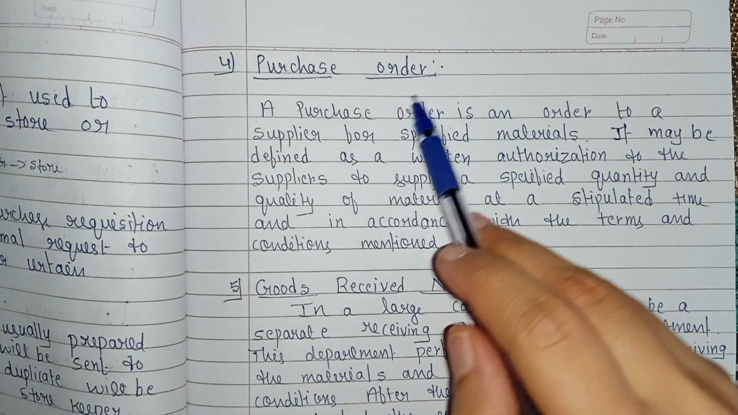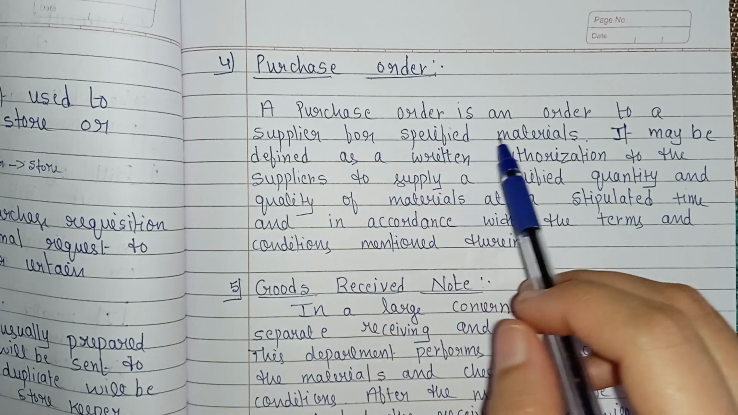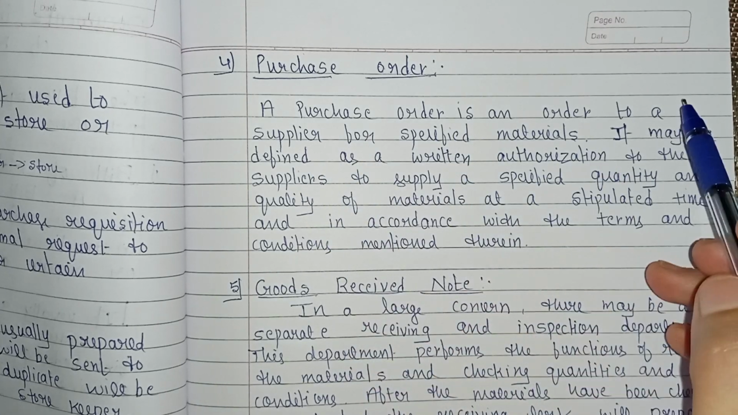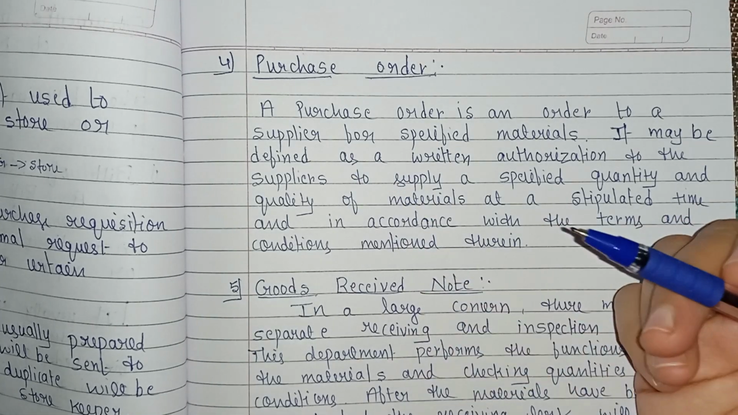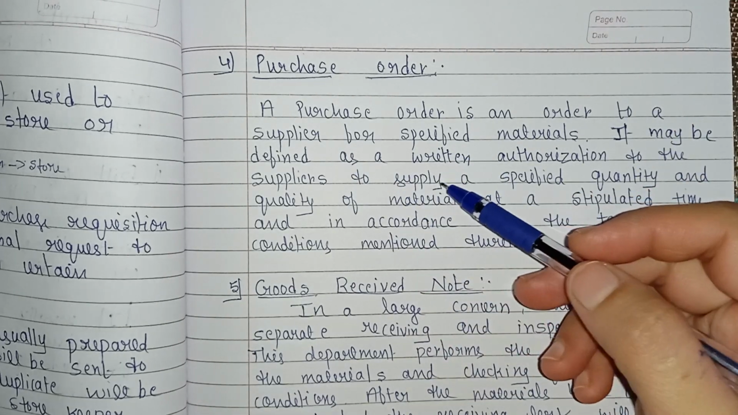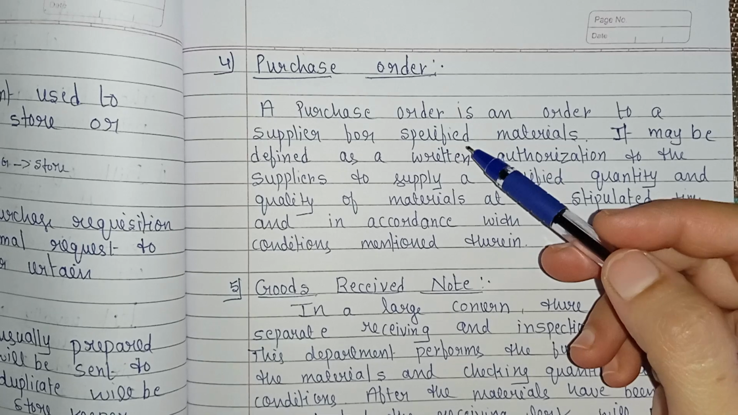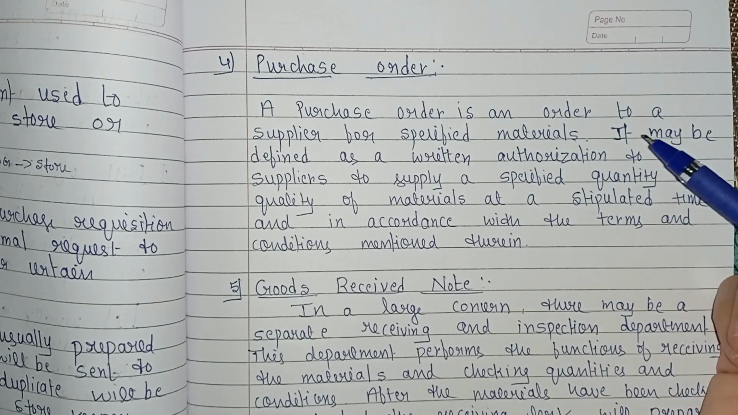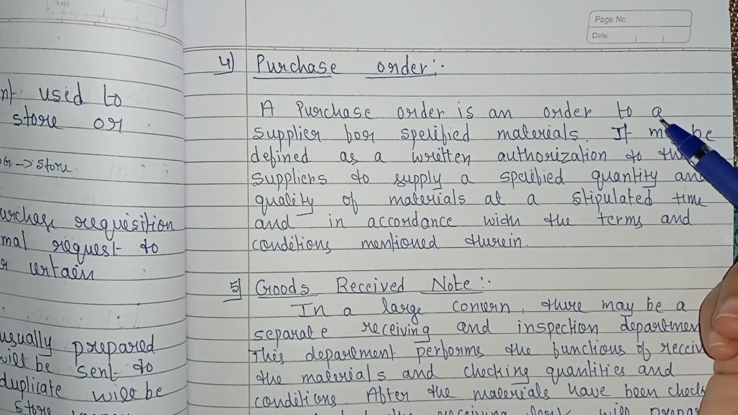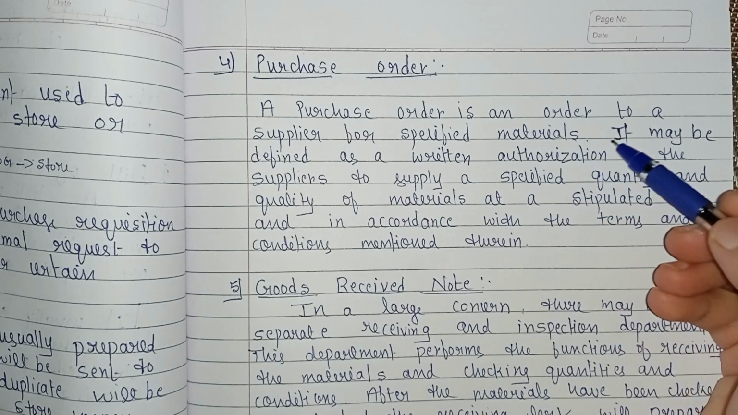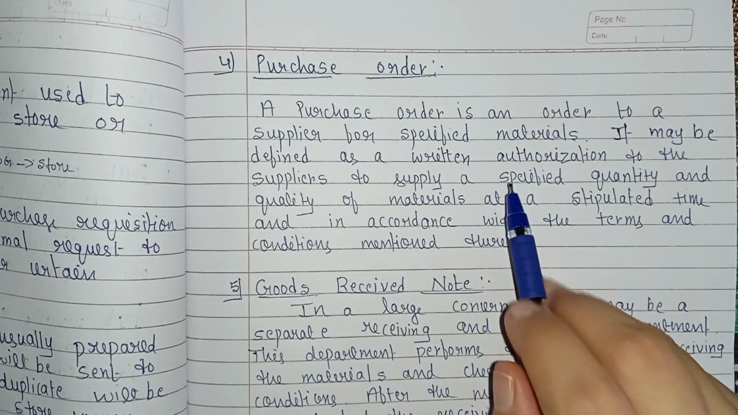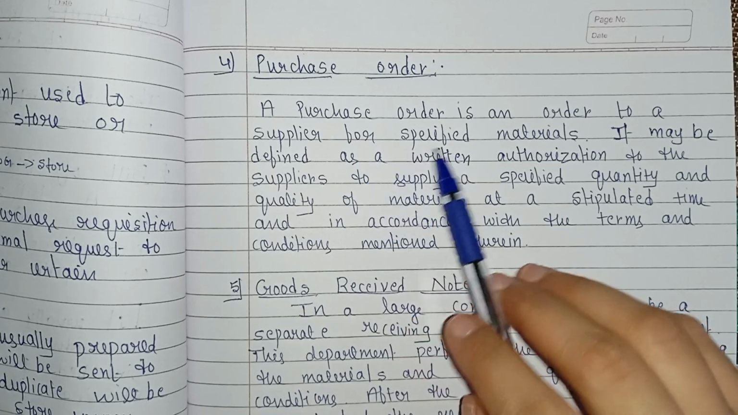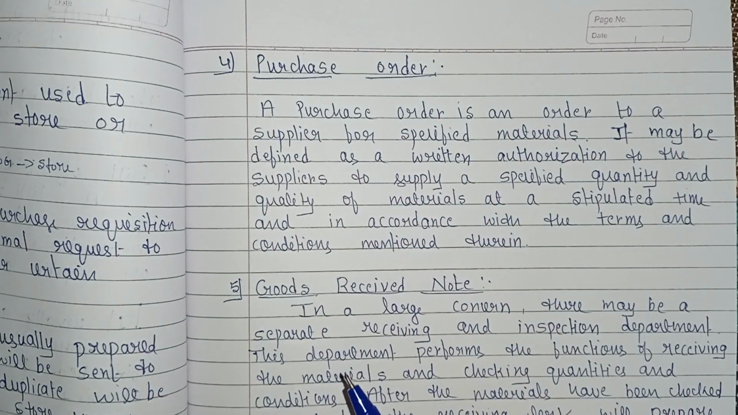Purchase order, what does it mean? A purchase order is an order to a supplier. Purchase order to whom? To a supplier by the buyer. Clear? It is an order to a supplier by the buyer for specified materials. So a purchase order is issued by the buyer to the supplier for specified materials.